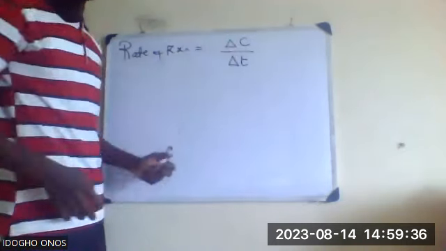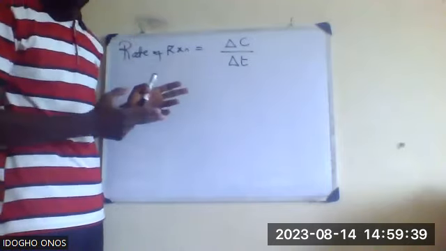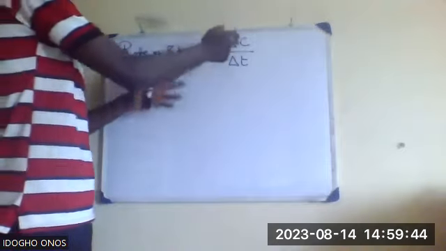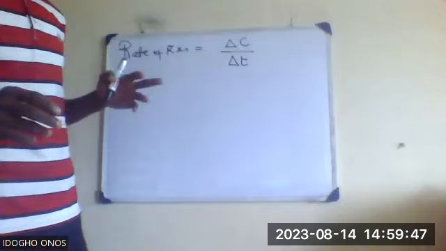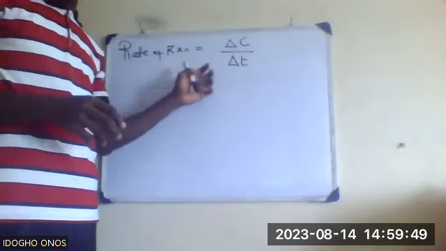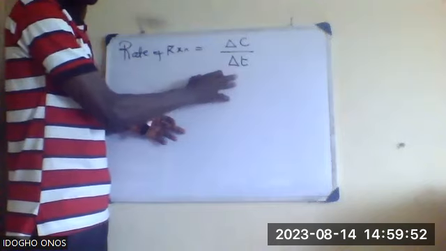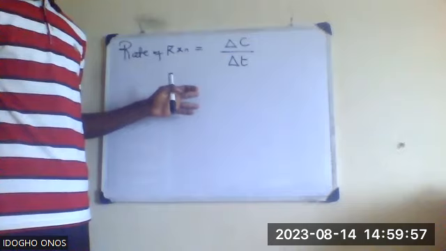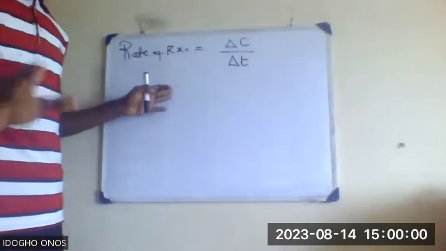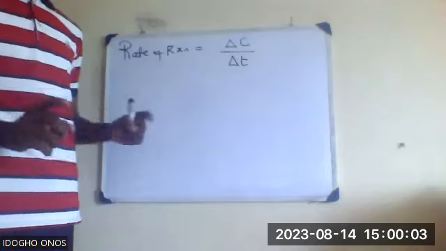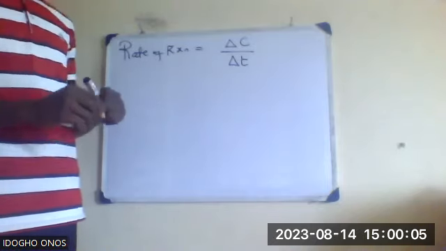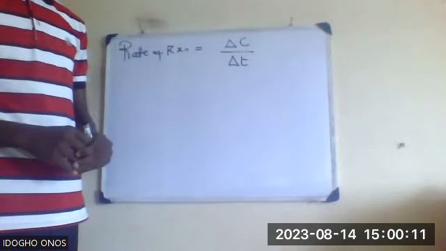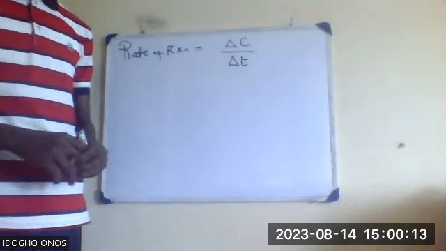What do we mean by change? Change simply means that if you are given two concentrations, such as initial concentration and the final concentration, you subtract to get change. If you are given two times, maybe the first time and the second time, you subtract to get change in time, then divide. But in a situation like this, where we're not given two different concentrations and not given two times, you just divide your concentration by time and you get your answer. Is that okay?